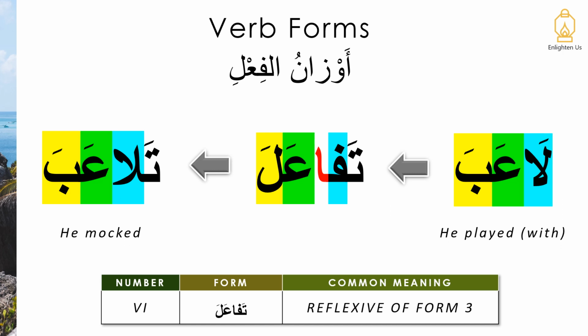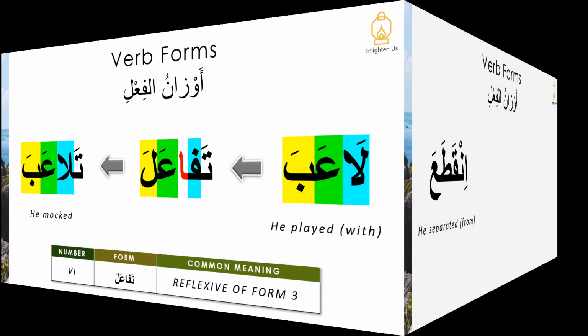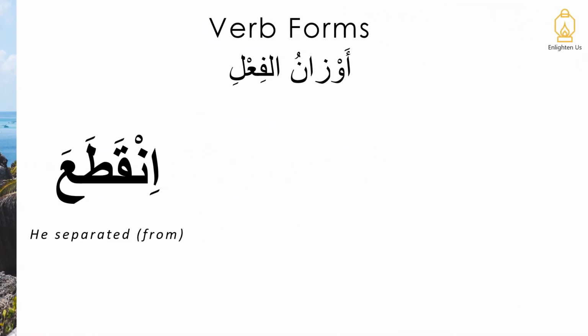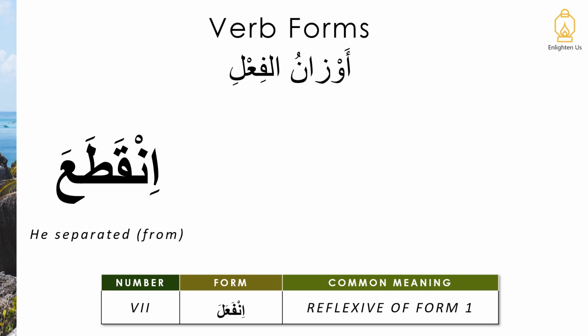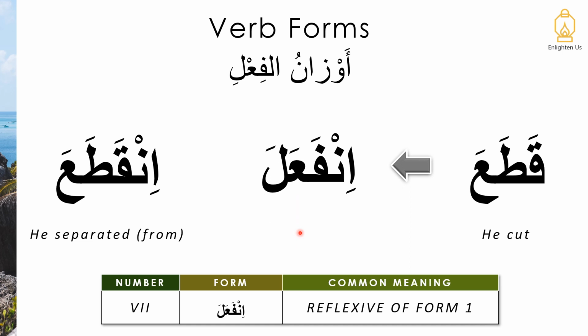Let's have a look at number 7. Now, what if we wanted to say انقطع, he separated from? This is where number 7 is useful, and it has that sort of reflexive of form 1. So let's remind ourselves of the form 1 verb. So we had قطع, which is to cut. We put this through our template انفعل, and we end up with انقطع.